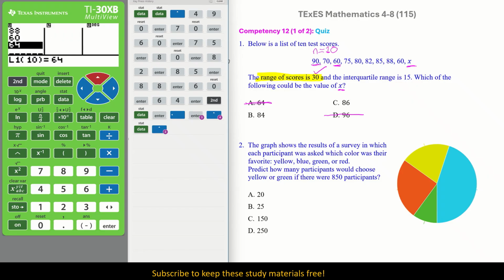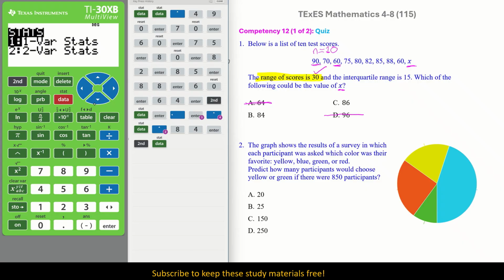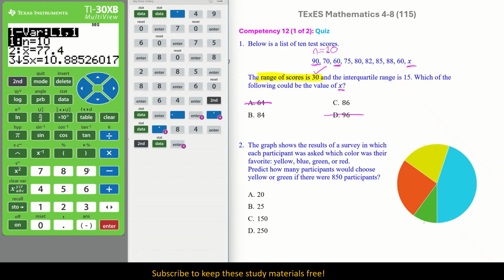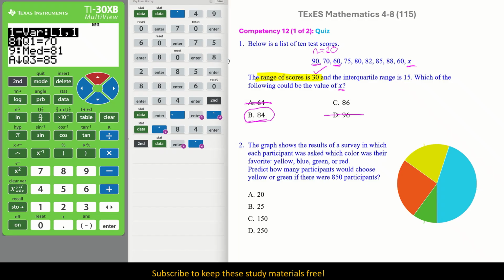We tried 64, no dice, it didn't work. So let's try 84. So 84, enter. I typed it over. Same thing, second data. I'm going to try number 1, and it's all set up the way I want. Keep pushing enter till you calculate. Arrow up until you see Q1. 85 minus 70 is 15. So I am going to say B is definitely a possibility.